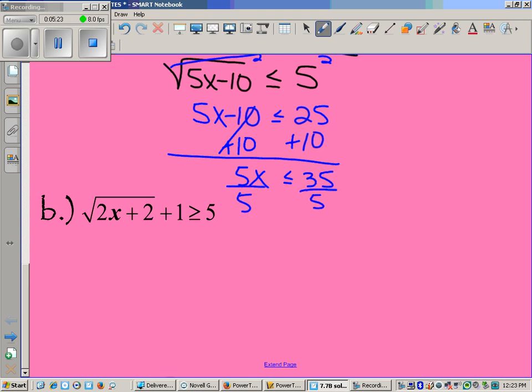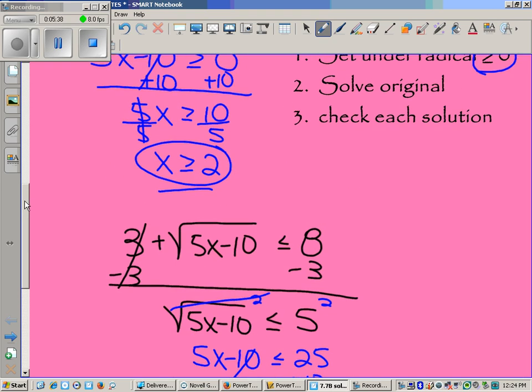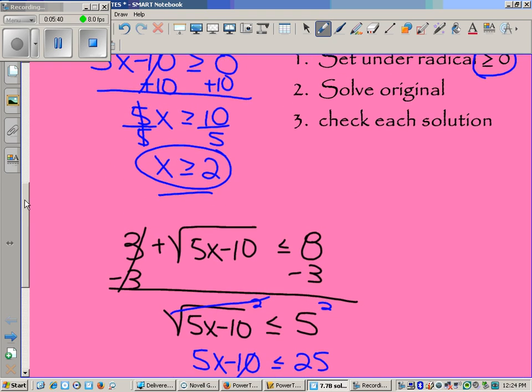And dividing by 5. So now my answer says x is less than or equal to 7. Okay? Remember, that was only one piece of my answer. My other answer was that x has to be greater than or equal to 2.